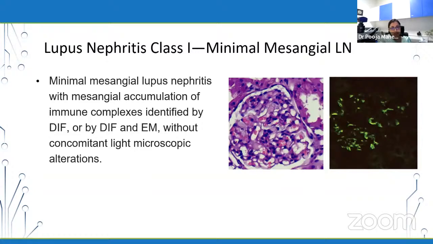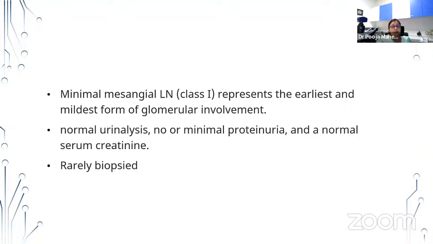Minimal mesangial lupus nephritis is with mesangial accumulation of immune complexes that can be identified by either DIF or by DIF and EM without any light microscopic alteration. So there are normal looking glomeruli on light microscopy, and there is presence of immune deposits on DIF or EM. Now, this represents the earliest and mildest form of glomerular involvement. Normal urinalysis, no or minimal proteinuria, normal serum creatinine, so it is rarely biopsied.